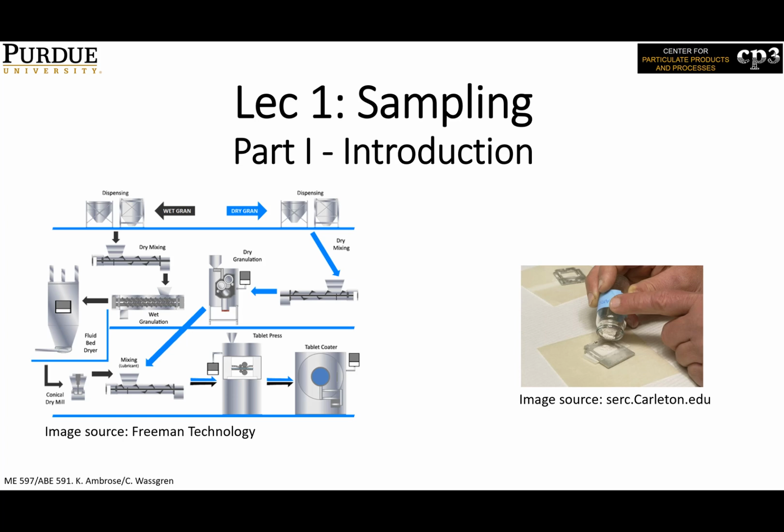Hello all, welcome to the first lecture of the class on characterization of particles, powders and compacts. So in this lecture on sampling, we will cover types of sampling, sampling bias, sampling equipment and subsampling or sample size reduction. So this lecture is divided into four parts or four sections, and this first part will cover the introduction of sampling or the need for sampling.